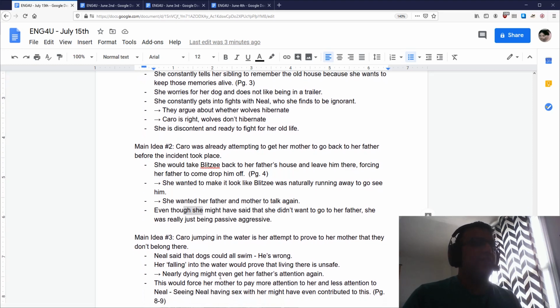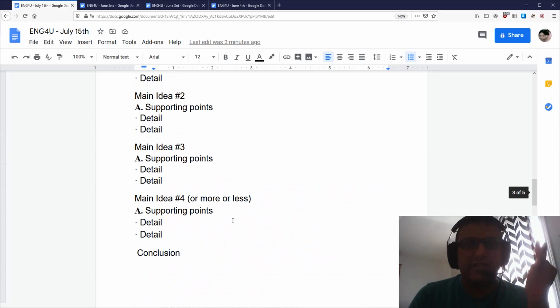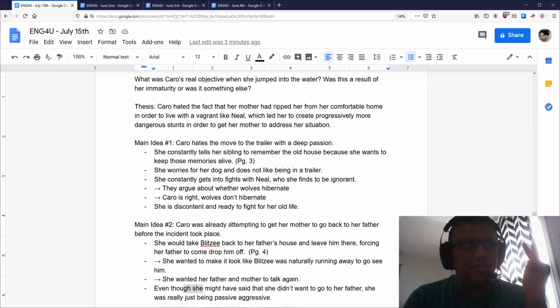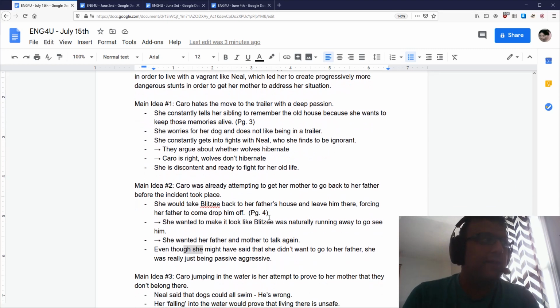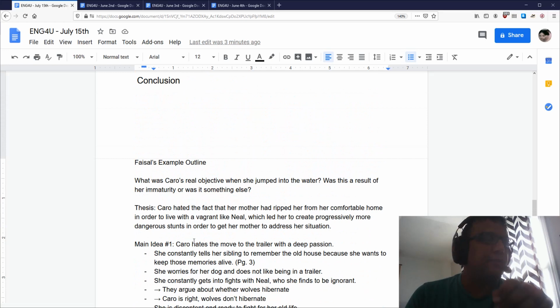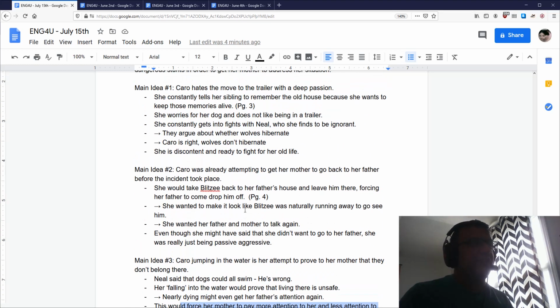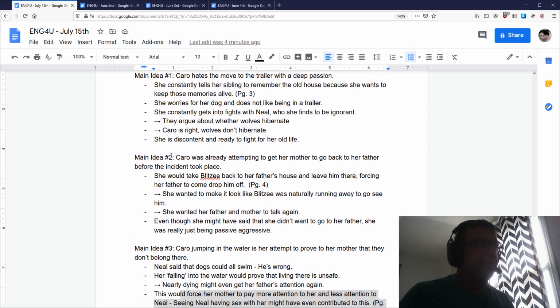But this is the first step. The first step is thesis, and then the second step is your outline. So do those 2 things before you actually start your essay. And if you want to email me one of these outlines, then you absolutely can, and I can take a look at that and tell you, hey, this is a good point, hey, this is a bad point. These are fairly easy to put together.